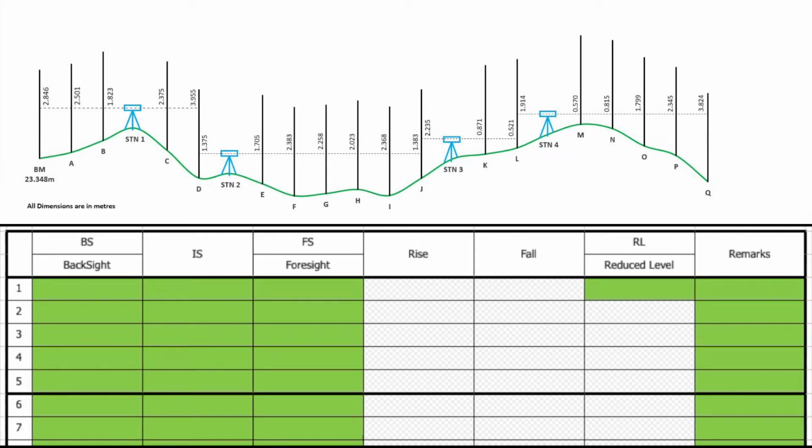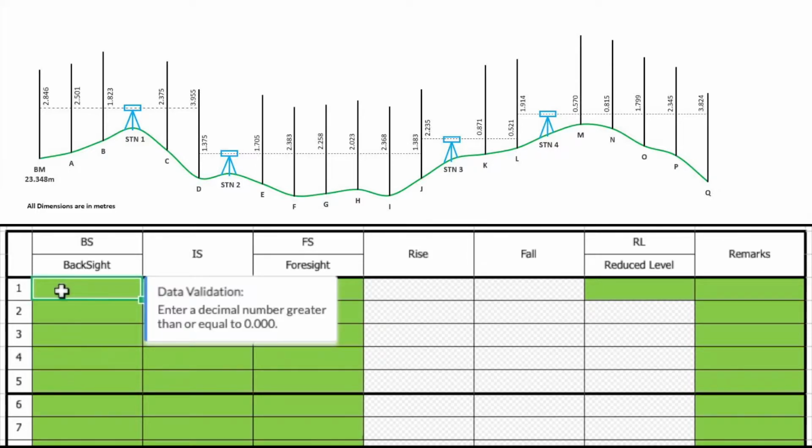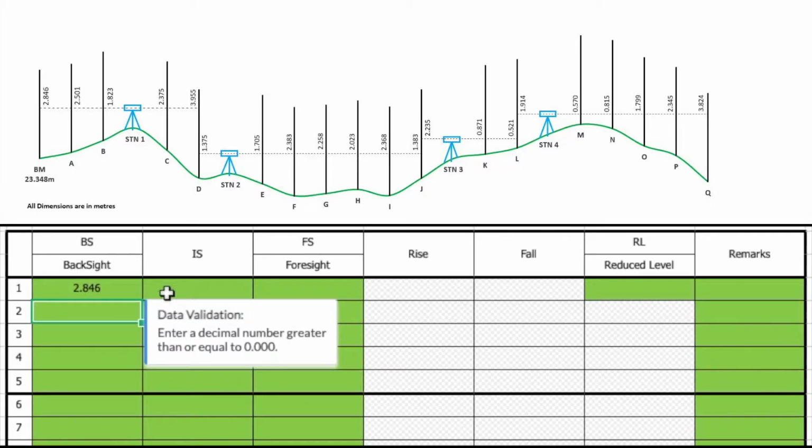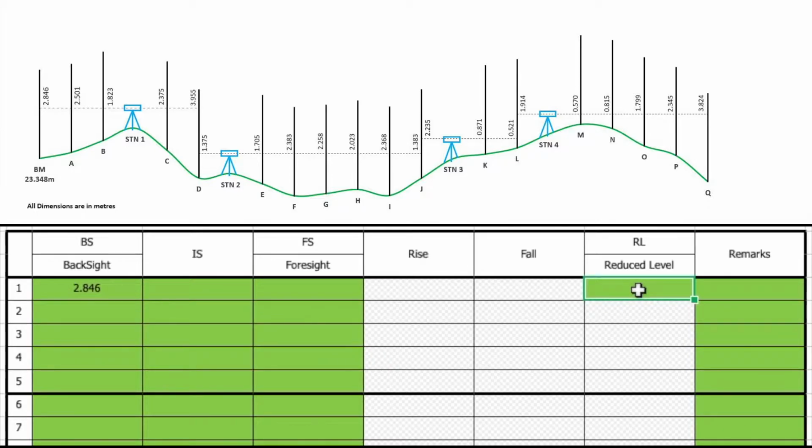Starting on the left hand side, when the level is at station 1, we enter in our first reading. Our first reading will be a backsight reading. The value is 2.846. With this reading, we can enter in the reduced level because we know the reduced level at this point, 23.348. And under remarks, we can enter in the comment of benchmark.